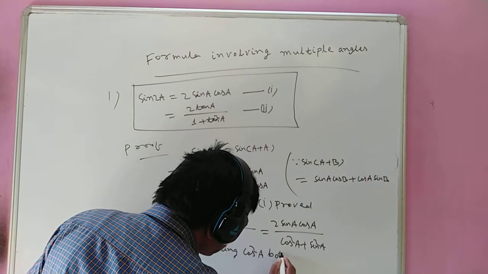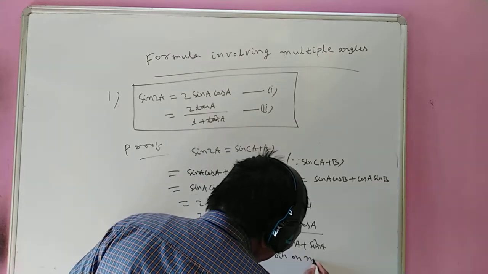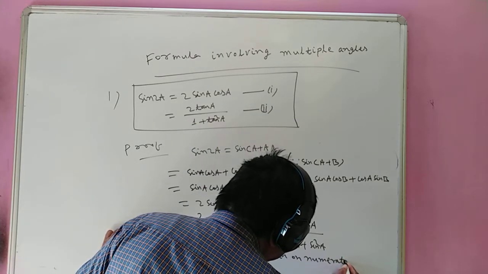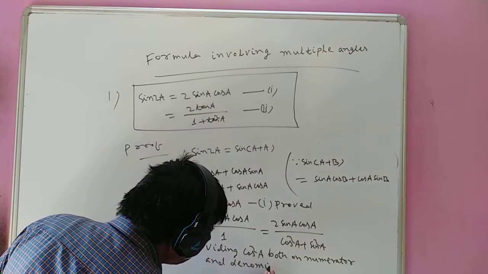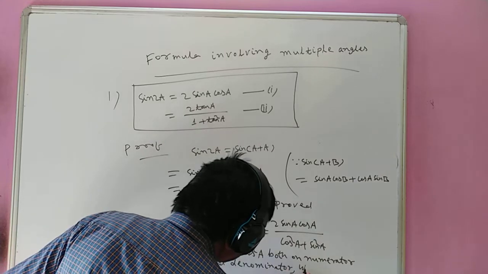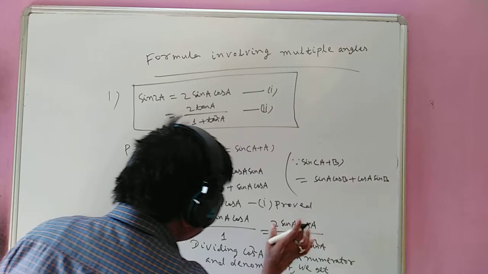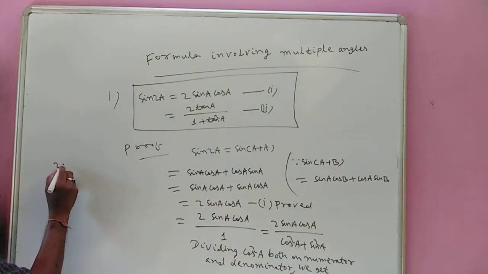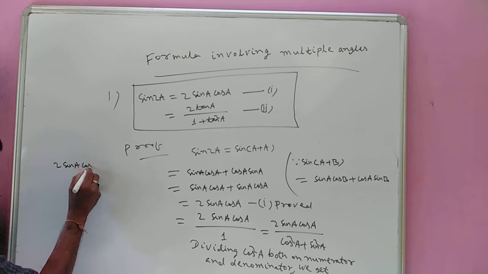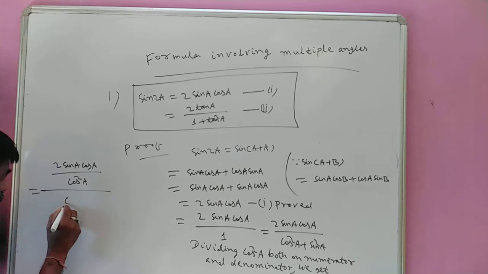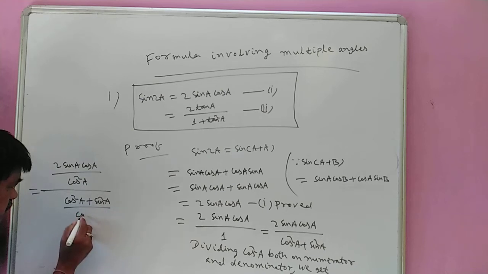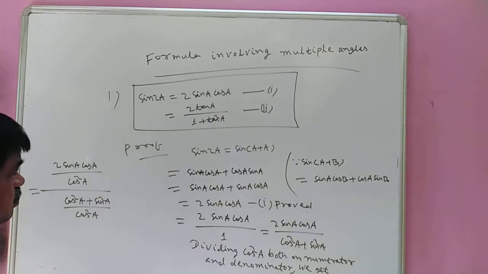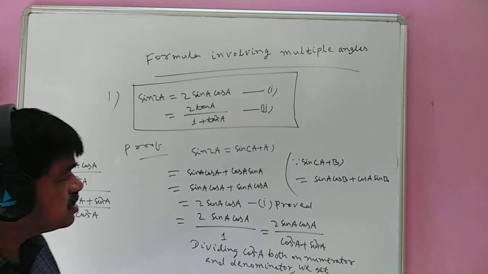both on numerator and denominator. We get, okay. So here you divide cos square a, here also divide cos square a. So that is you can write 2 sin a cos a divided by cos square a. Okay. Whole divided by the denominator, which is cos square a plus sin square a, divided by cos square a. Okay. That is divide cos square a both on numerator and denominator. Okay. Everybody clear up to this?